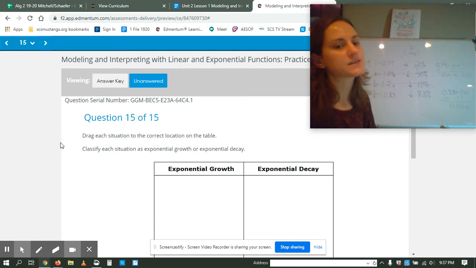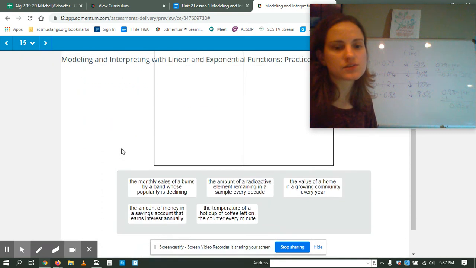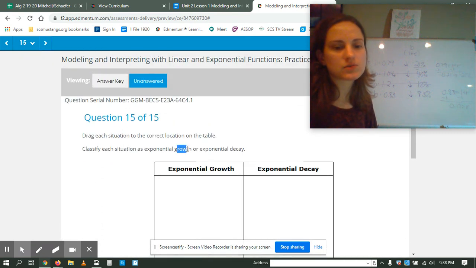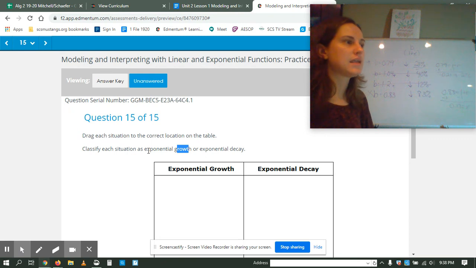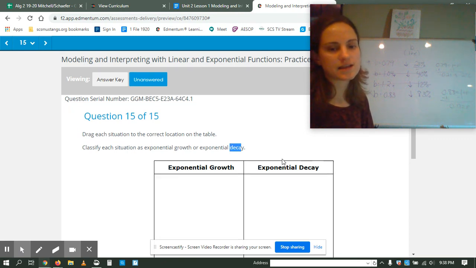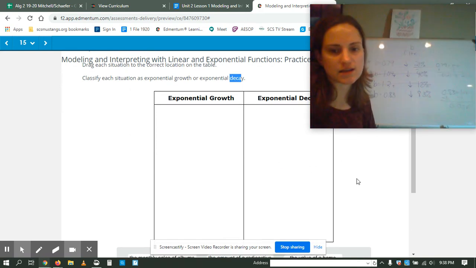Okie dokie, last one, question 15. Drag each situation to the correct location on the table. Classify each situation as exponential growth or exponential decay. So looking at the difference between growth and decay, whenever we're looking at these, growth, we're looking for things like increase, those types of things. Decay is decrease. So we'll play with these and take a look at them.